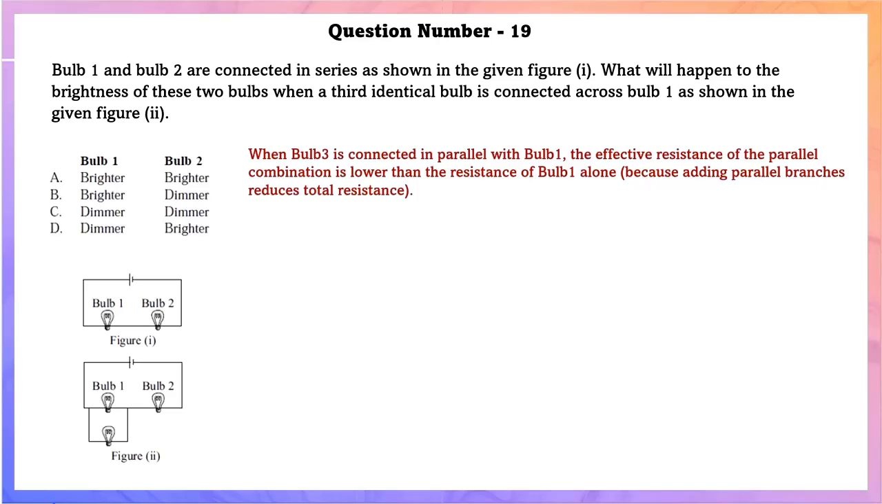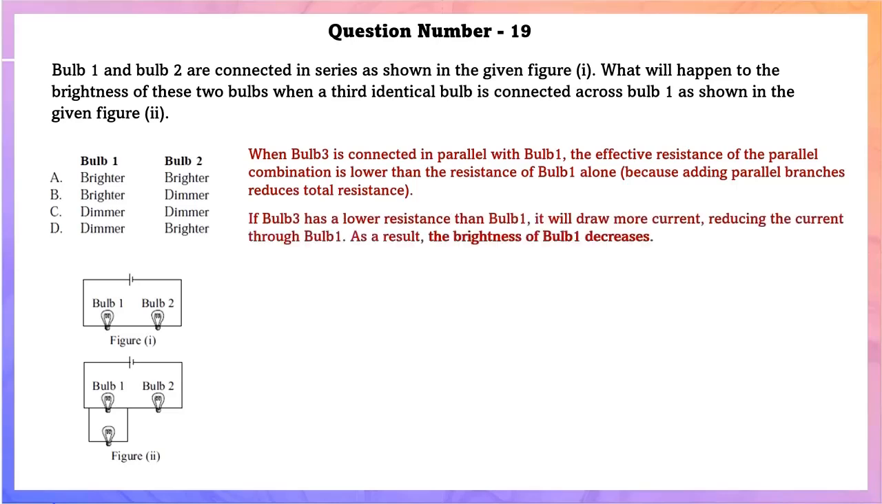When bulb 3 is connected in parallel with bulb 1, the effective resistance of the parallel combination is lower than the resistance of bulb 1 alone, because adding parallel branches reduces total resistance. The current through bulb 1 is reduced. As a result, the brightness of bulb 1 decreases.